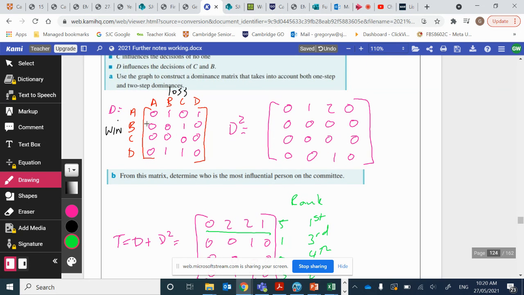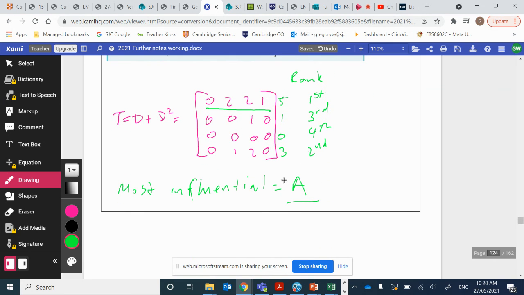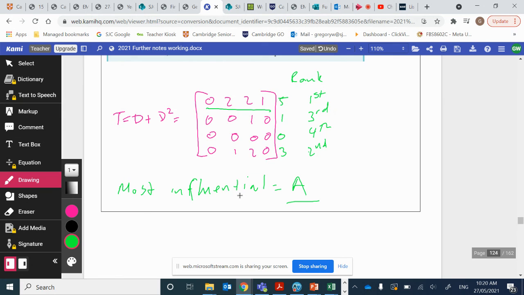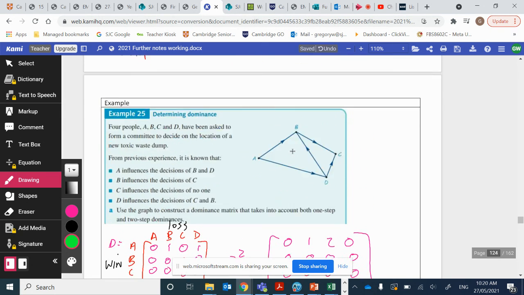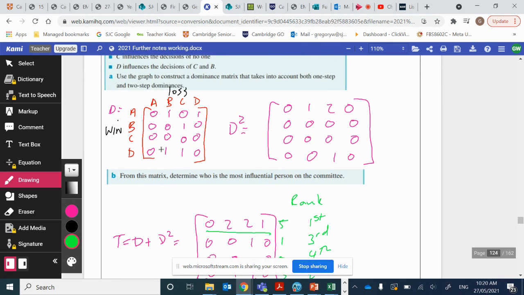So I'm not really talking about wins and losses. We're talking about can influence, can't influence, and we can work out that this guy's got the power, because taking into account direct influence, and then influence through another person, we get the most influential. Not too bad if you know what you're doing, and it's just being able to interpret these networks and put that together, and that's a calculator skill.